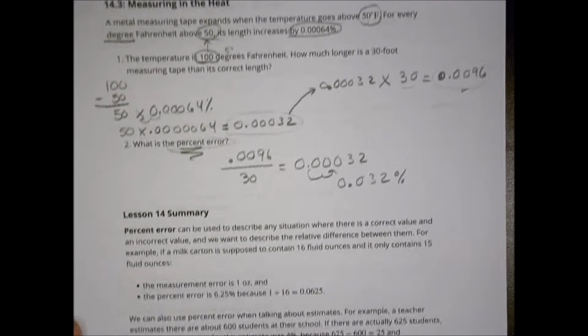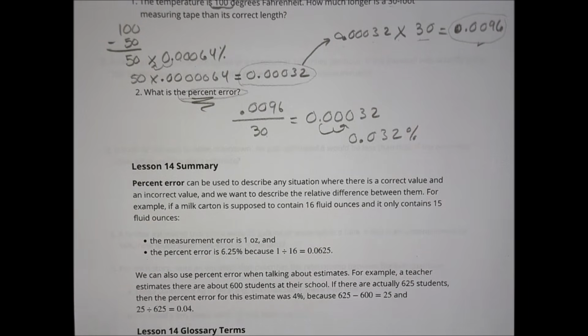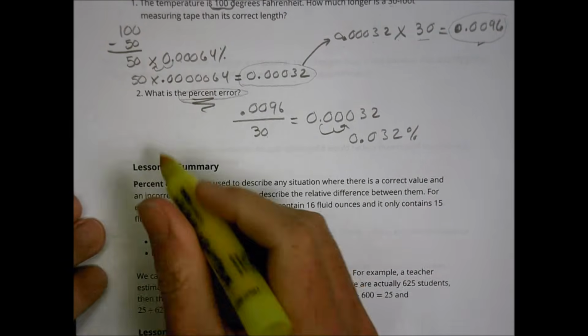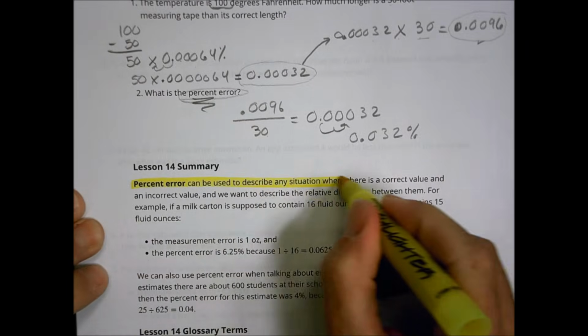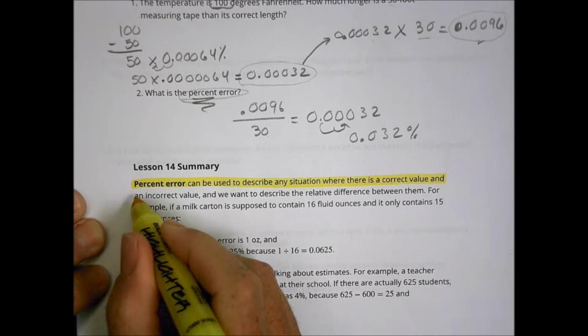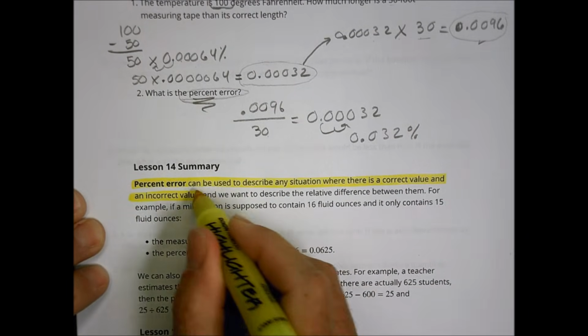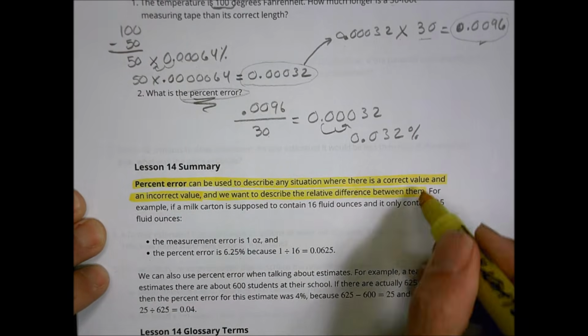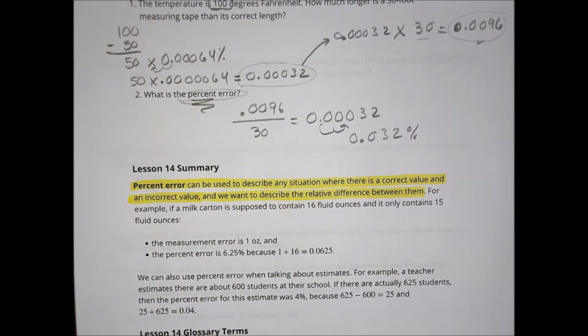So that's a little more complicated. I like the previous one, a little more straightforward. So percent error can be used to describe any situation where there's a correct value and an incorrect value, and we want to describe the relative difference between them. That's all we're looking at here. So when there's a correct value and an incorrect value, and we want to say, well, what's the difference between those two? That's where you might use a percent error.